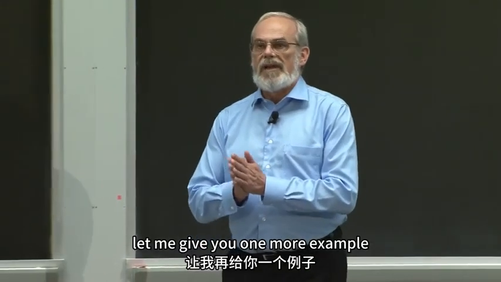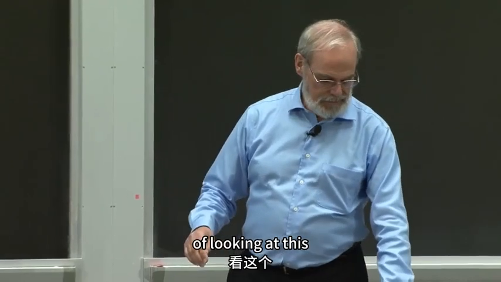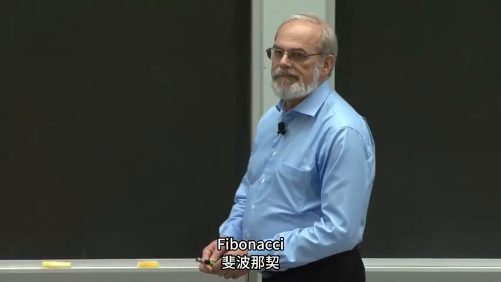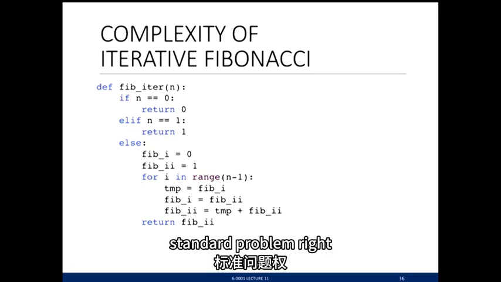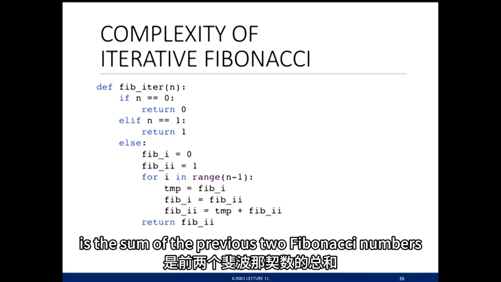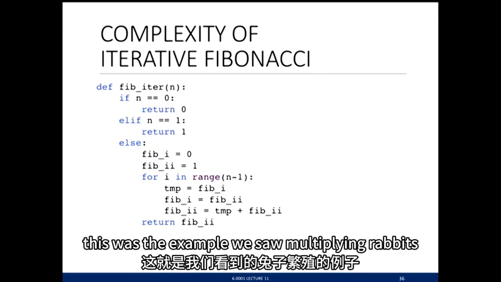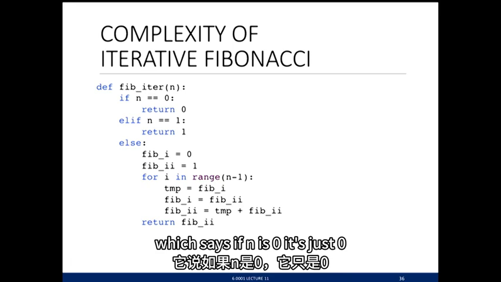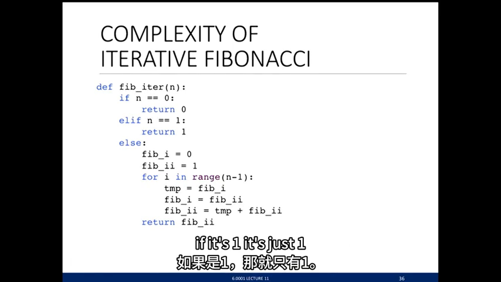Let me give you one more example of looking at this, and then we'll be done. Fibonacci. Standard problem, right? The nth Fibonacci number is the sum of the previous two Fibonacci numbers. This was the example we saw of multiplying rabbits, if you like. Here's an iterative version of Fibonacci, which says if n is 0, it's just 0. If it's 1, it's just 1.